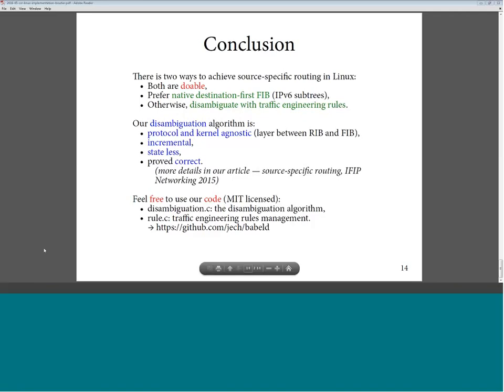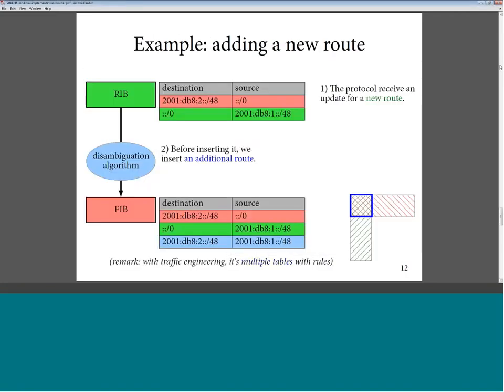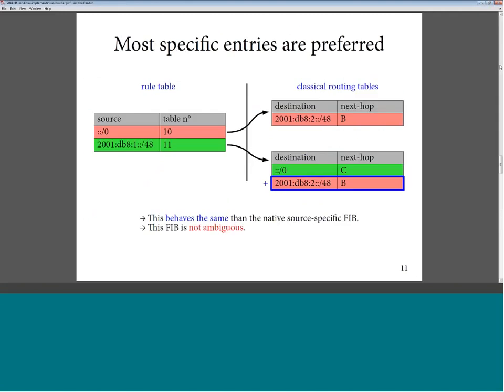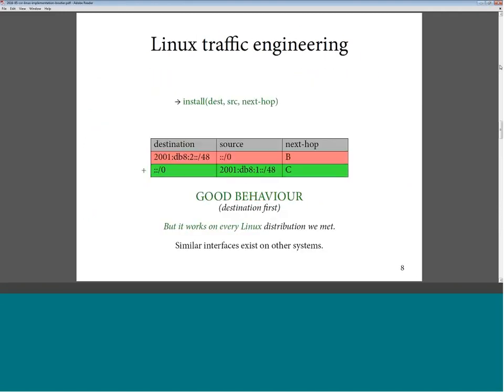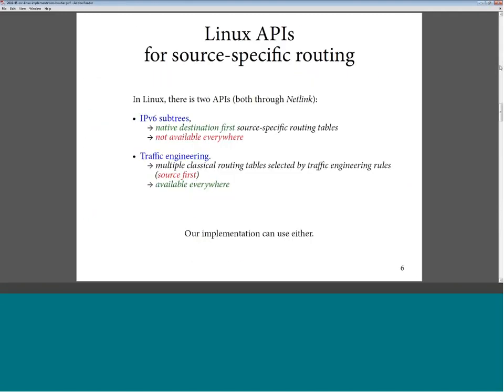Okay. But on the other hand, if you were putting out a server-based router and you had control over the OS, you would just go ahead and use IPv6 subtrees. Yes, so you would avoid the complexity of the disambiguation, but that's not always the case.